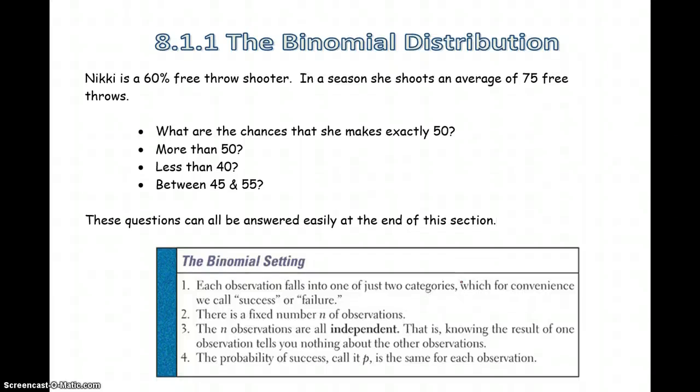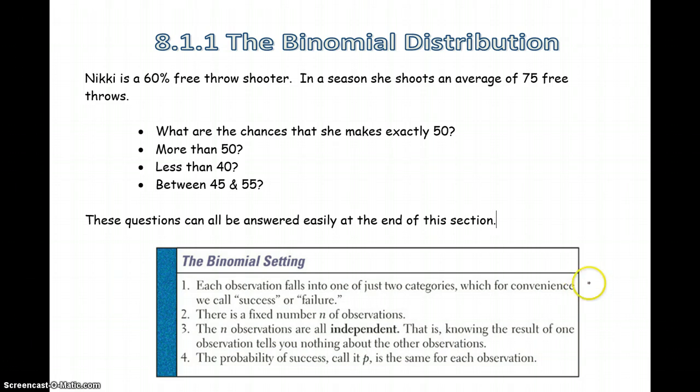In 8.1, here's an example. Nikki is a 60% free throw shooter. In the season, she shoots an average of 75 free throws. So now we would expect her to make about 60% of those. But the questions are, what are the chances she makes exactly 50 out of 75, more than 50, less than 40, between 45 and 50? These are the kinds of questions that we can answer at the end of this section. We can answer all of those exactly. I can give you the probability for all of them.